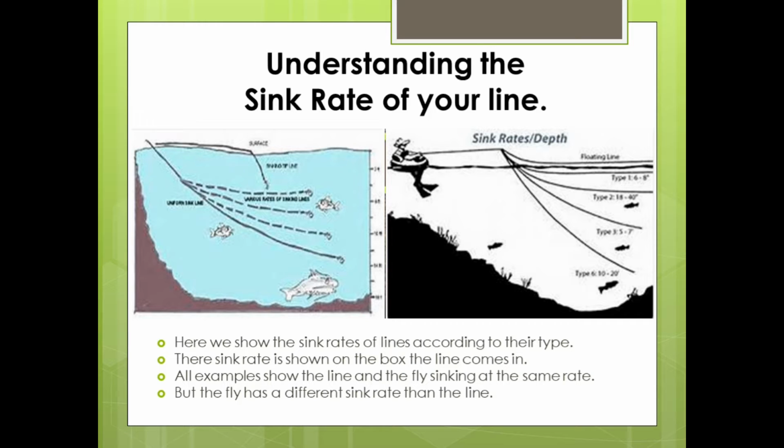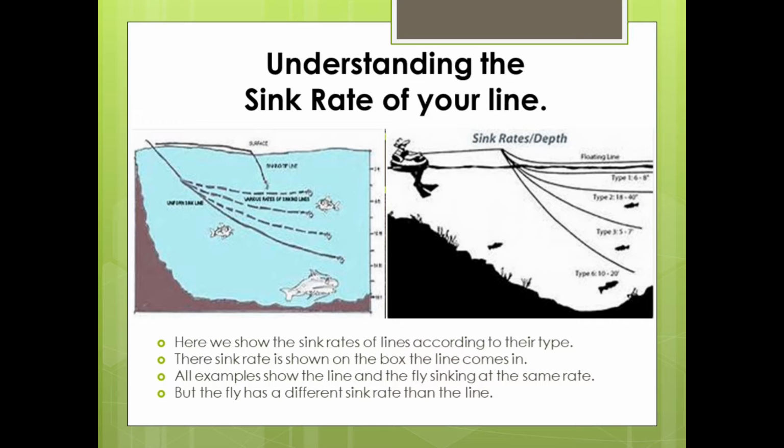Understanding the sink rate of your line. Here we see the example of different fly lines, and it shows the sink rate of lines according to their type. The sink rate of the line you buy is shown on the box that the line comes in. On the chart here on top, we can see that they're using a dry line. This is to the right. It's called a floating line here.